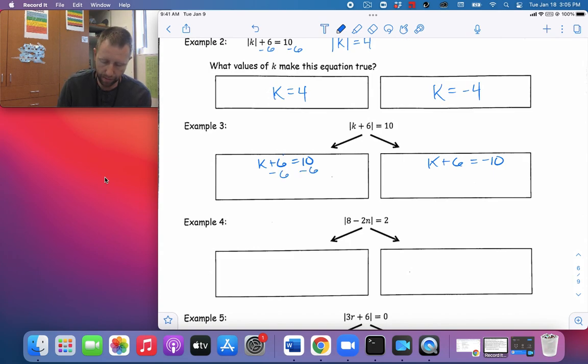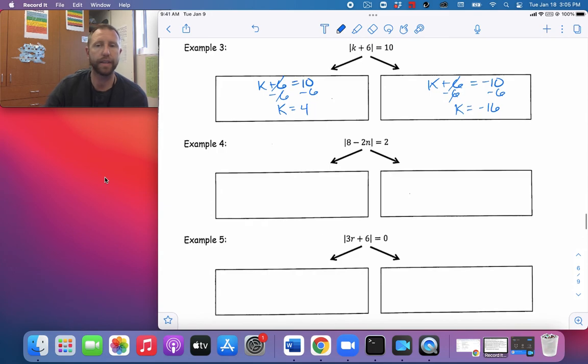When I subtract 6 from both sides, I get k equals 4. Kind of like how we got that as one of our answers up above. But when I solve the other equation and I subtract 6 from both sides, I'm left with k equals negative 16. Okay? So moving on, it's the same deal with example number 4. The entire expression of 8 minus 2n is 2 away from 0, right? So that means it could be equal to positive 2 when I do all of that expression, or it could be equal to negative 2 when I figure out what that expression is. So I've got two equations to solve.